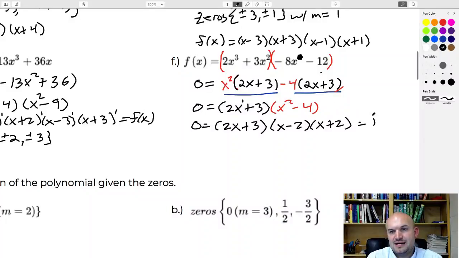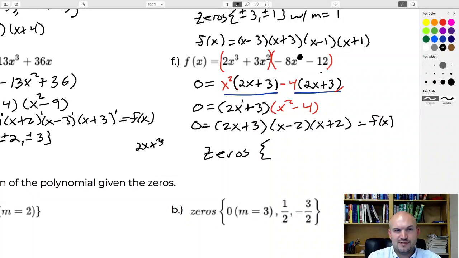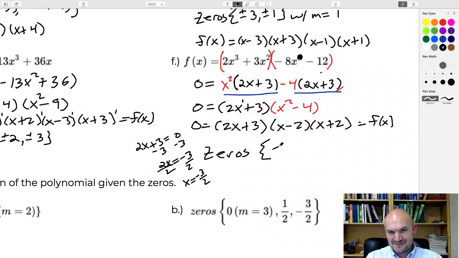Okay, and that's going to be my linear factorization, and therefore if I want to write my zeros, we could set this equal to 0. Just a little FYI, so let's do that one. 2x plus 3 equal to 0, subtract 3. 2x is equal to -3, divide by 2, divide by 2. x is -3/2. So that's -3/2, and then I'm going to have plus or minus 2. And all of these have a multiplicity of 1.